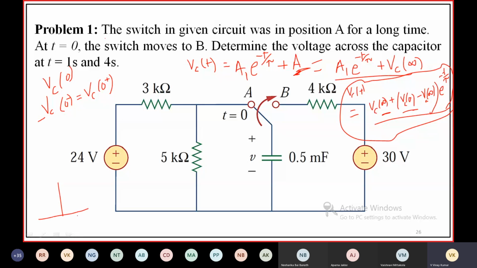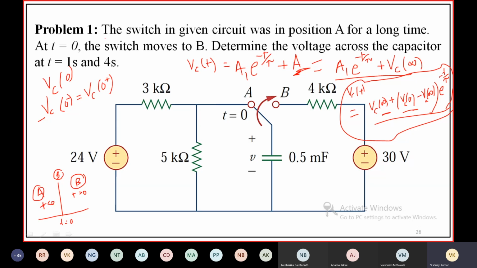Here this instant is T is equal to 0. Here the switch is moved to position B at T is equal to 0. Then for T greater than 0, it will be in position B only. The switch was in position A for T less than 0.